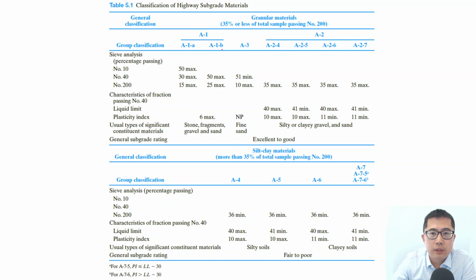In general, you have, very similarly, granular material at the top, and it is rated from excellent to good. So granular material, everybody loves granular material, not surprising. All the way to A4 to A7, which is fair to poor. Not really a big fan for roadways. For granular material, we're talking about 35% or less passing number 200.